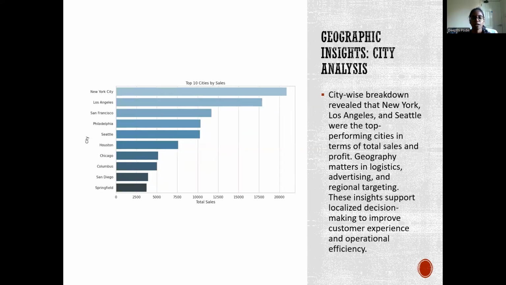And coming to the next slide, that is geographic insights and city analysis. This slide provides insights into city-wise performance based on the total profit. I used a horizontal bar chart to rank cities, revealing that New York and Los Angeles are top contributors to profitability. Interestingly, some smaller cities are also strong in profit despite fewer orders, indicating the efficiency of high margin sales. This geographic breakdown is useful for planning regional campaigns, shipping strategies, and even store placement.